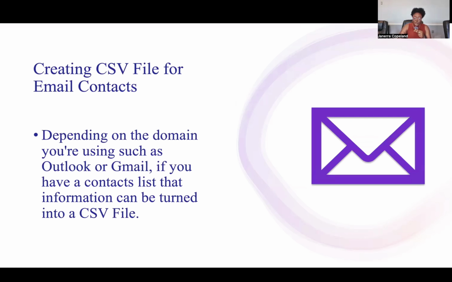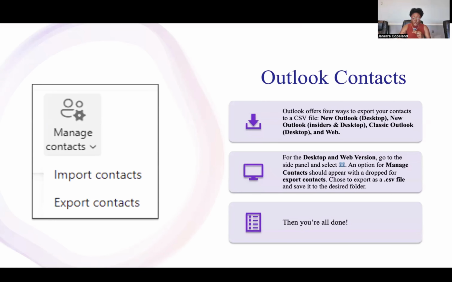When you're creating the CSV file for your email, depending on the domain you're using, such as Outlook or Gmail, if you have a contacts list, you want to be able to turn that into a CSV file. For Outlook, there are 4 different ways that you can export these contacts to a CSV file. You can use the new Outlook desktop app, or you can use new Outlook Insiders, which would technically be on the web. Then you have the classic Outlook desktop, and then you have just the web version.